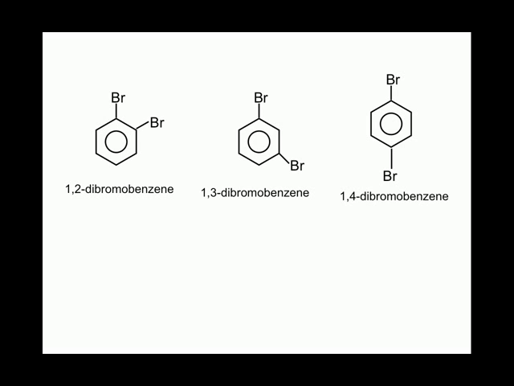Now, because these positions are very common, the 1,2, the 1,3, and 1,4, they have other names. The 1,2 position is called ortho. So this would also be called ortho-dibromobenzene. The 1,3 position is called meta, and the 1,4 position is called para.